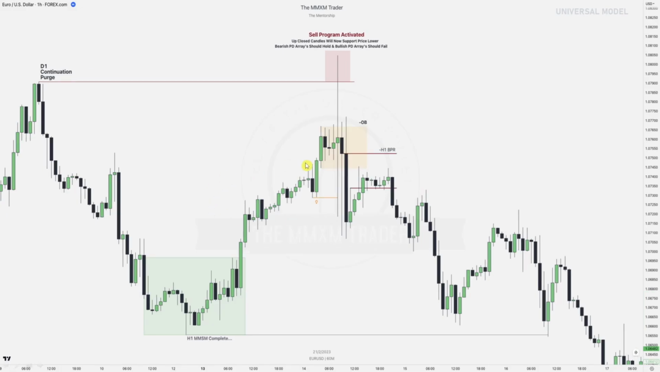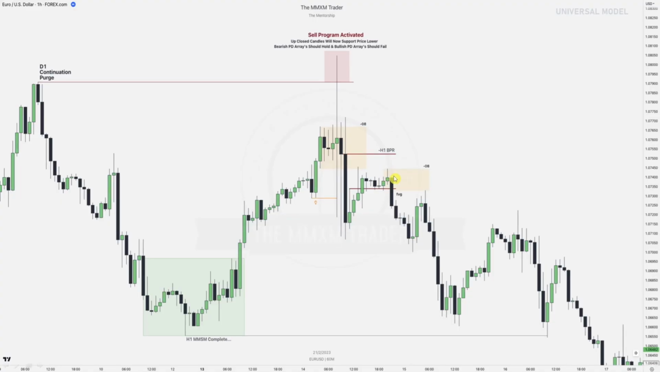So over here we've got this BPR, right? This redelivered rebalance PD array once again. This up close candle should support price lower, which it does, right? We hit it over here. This BPR is being respected, and that is an opportunity to get in on a sell trade.